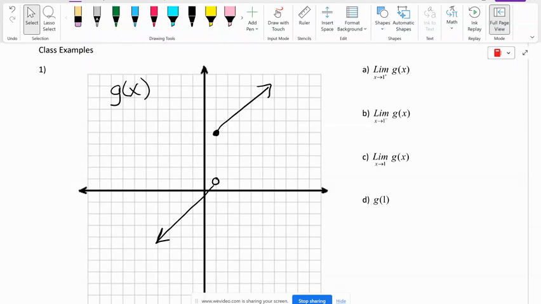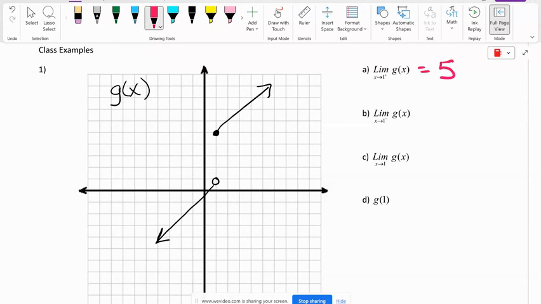Okay, let's look at the first one. What is the limit as x approaches 1 from the positive direction? So, tell me, are we looking up here or are we looking down here? Up there, right, from the positive direction. Here is 1, so as x approaches 1 from the positive direction, do we agree it's right over here? So that is up 1, 2, 3, 4, 5.